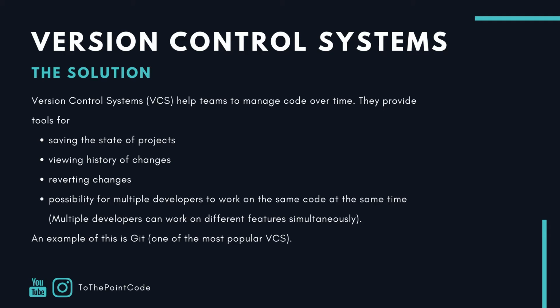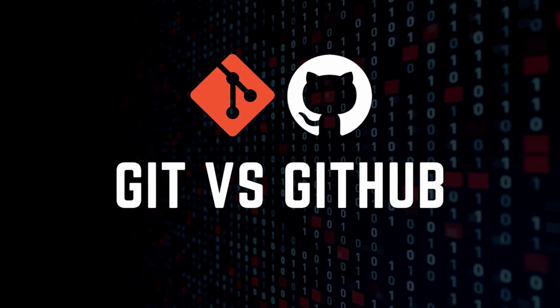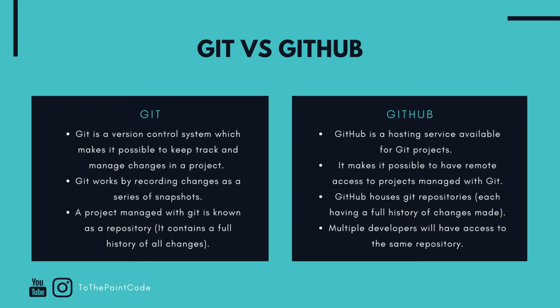If you have heard of Git before, then you must have also heard of GitHub. Now let's clarify the differences between Git and GitHub. Git is a version control system, so Git makes it possible to keep track of the changes that we make to our project. Git records changes in our projects as snapshots and provides them to us whenever we need them. Whenever a project is managed by Git, we call it a repository or a repo. This repo contains the history of all the changes that we've made to our project.